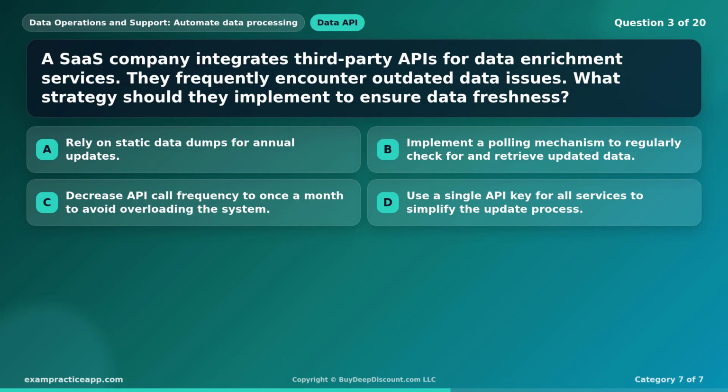Explanation. To ensure data freshness and resolve issues with outdated information, the SaaS company should implement a polling mechanism. This strategy involves regularly checking the third-party APIs for new or updated data, allowing the company to maintain up-to-date data enrichment services for their clients.